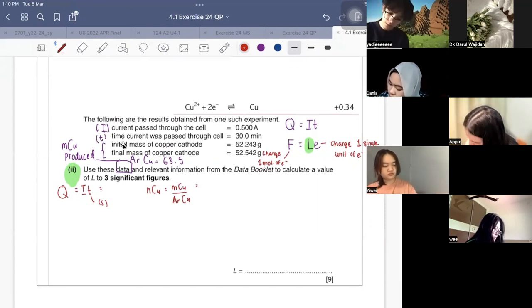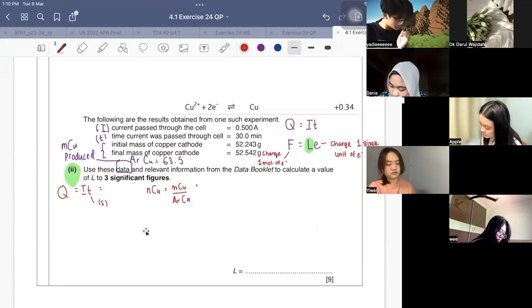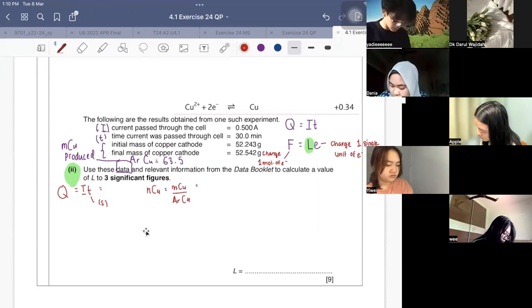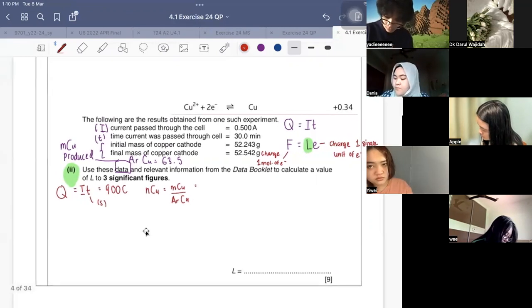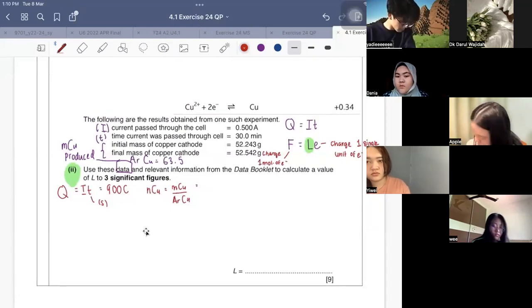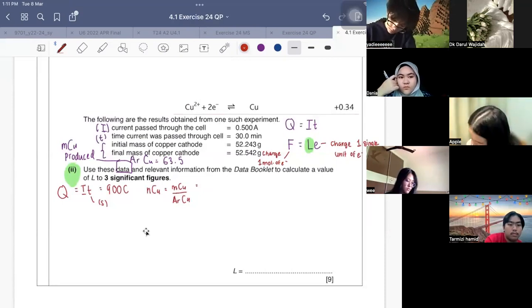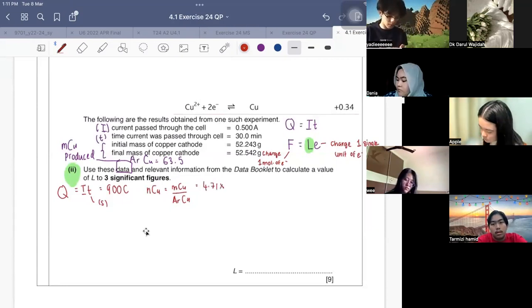Okay, so your Q, after you convert the time, should be 900 coulombs. And then the number of moles should be 4.71 times 10 to the power of minus 3 mole.